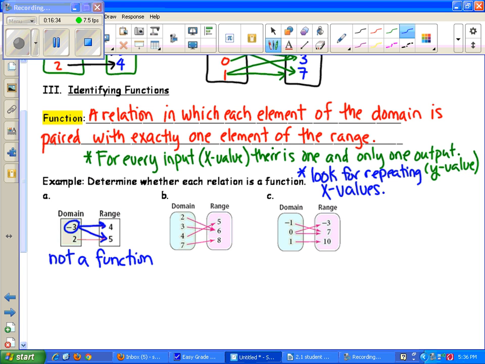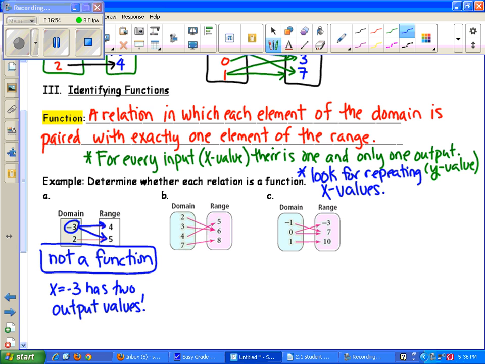And why is that again? It's not a function because the input, -3, has 2 outputs. So x equals -3 has 2 output values. So why don't you see if you can do B and C really quickly. I'll give you a second to do that. Once you hit pause, and then when you hit play, we'll go over them together.